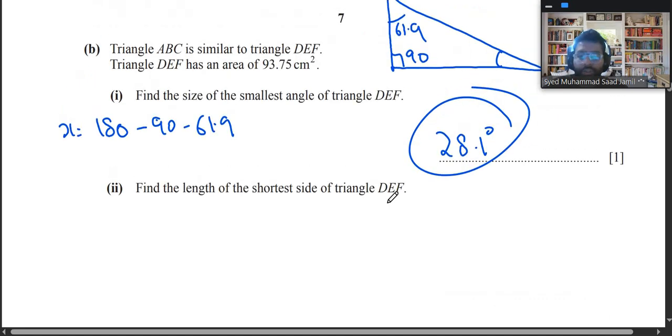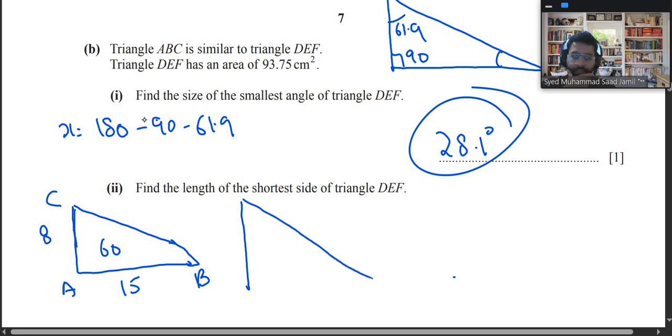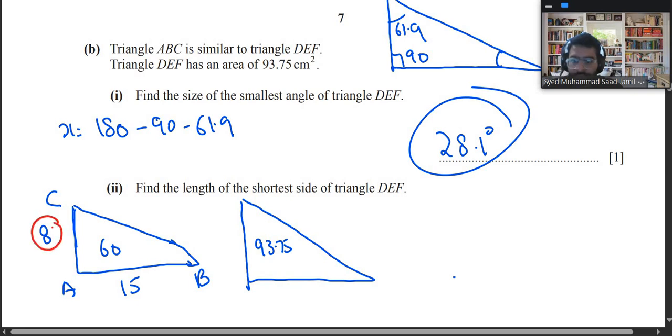Find the length of the shortest side of the triangle. So guys, when it says find the length of the shortest side of triangle DEF, first make triangle ABC, which was already given to us. ABC: this side was 8, this side is 15, and the area of the triangle was 60. And now let's make the bigger one, DEF, which has an area of 93.75, and we don't know any length. So if this is the smallest side in this triangle, then in DEF this would be the smallest side.